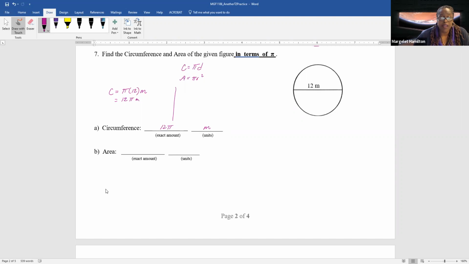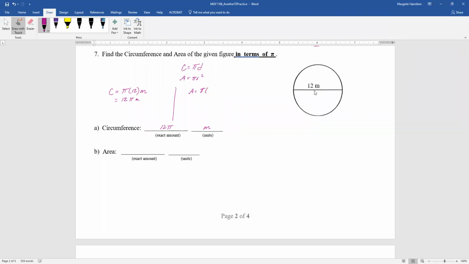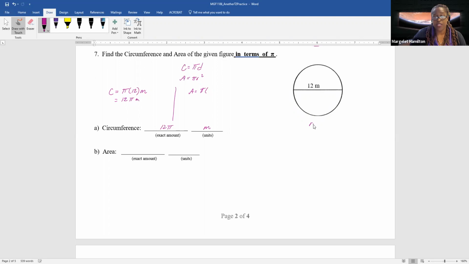Okay, if they ask you to round it to a certain number, then you give them that. You give them the decimal number. But if they don't ask for it, then yes, it would be wrong. All right, the area is here, pi, but now we need a radius. What's my radius? 6. So remember, cutting this in half. So radius equals 12 divided by 2. That gives us 6.